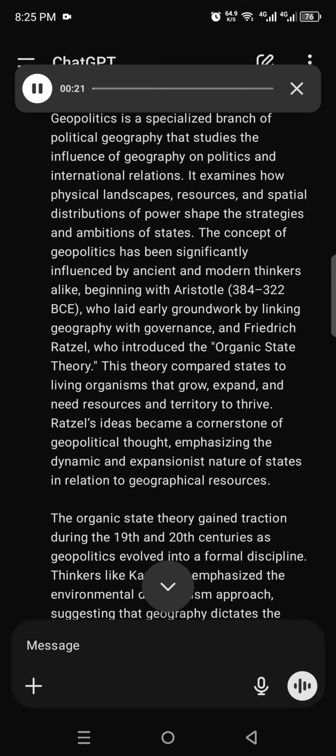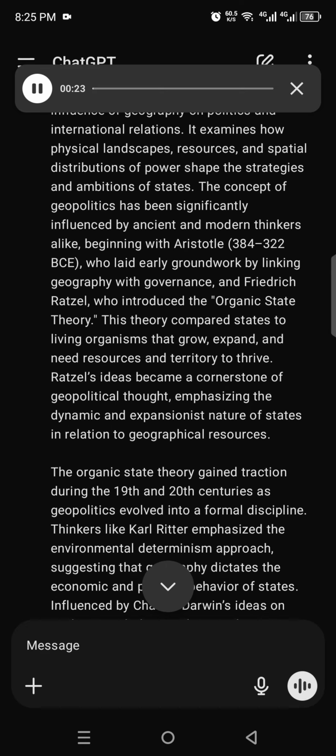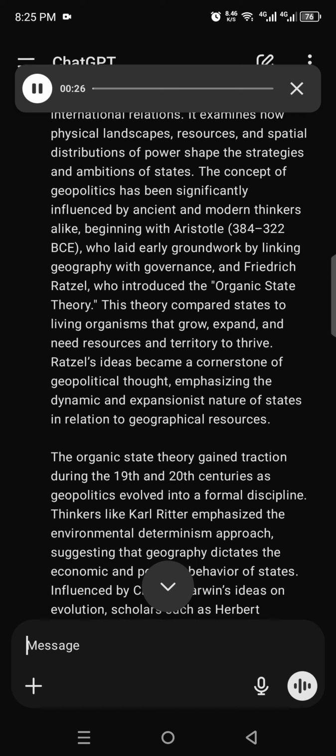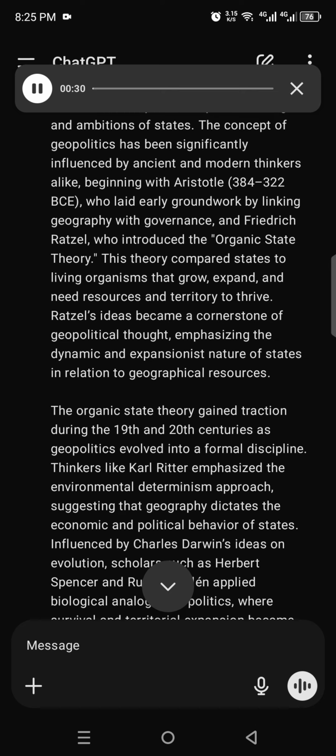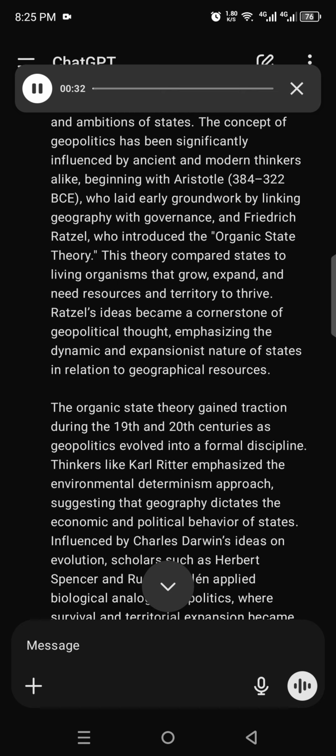The concept of geopolitics has been significantly influenced by ancient and modern thinkers alike, beginning with Aristotle, 384 to 322 BCE, who laid early groundwork by linking geography with governance, and Friedrich Ratzel, who introduced the organic state theory. This theory compared states to living organisms that grow, expand, and need resources and territory to thrive. Ratzel's ideas became a cornerstone of geopolitical thought, emphasizing the dynamic and expansionist nature of states in relation to geographical resources.